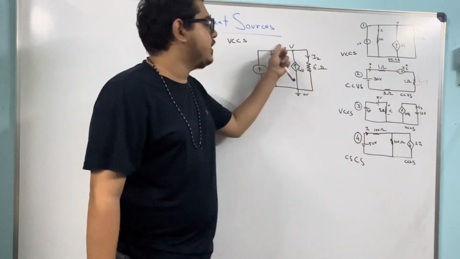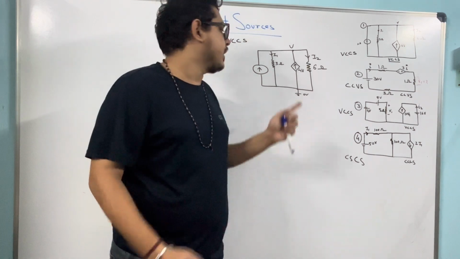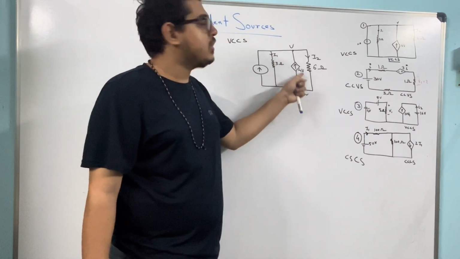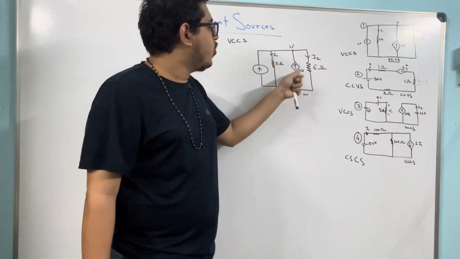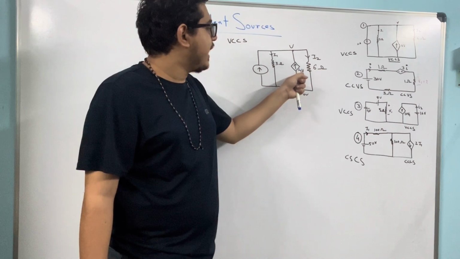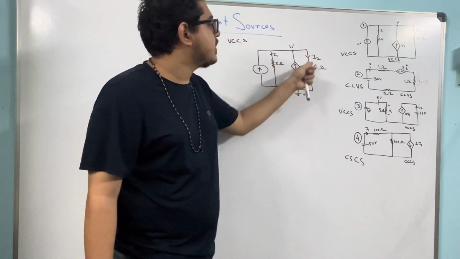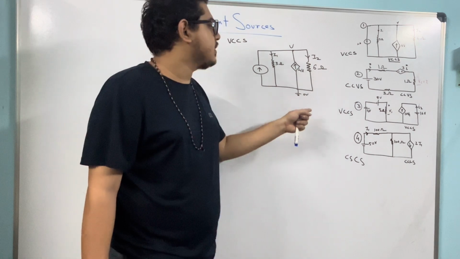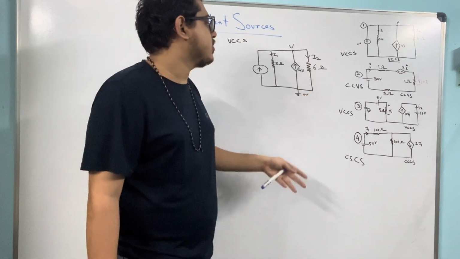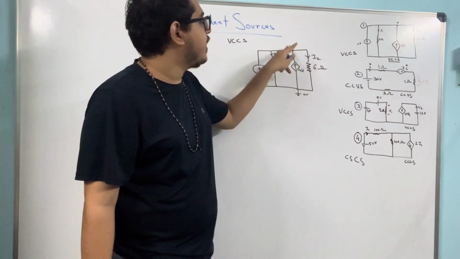So first we need to find out the voltage V here, because this current source depends on the voltage. When I know this V, then I can say what is I1, what is I2, what is the potential drop across the 6 ohm resistance. I will be able to answer all the questions. But first I want to know the variable V.